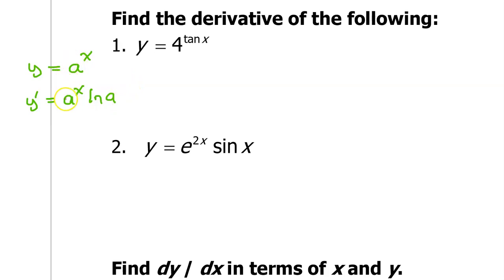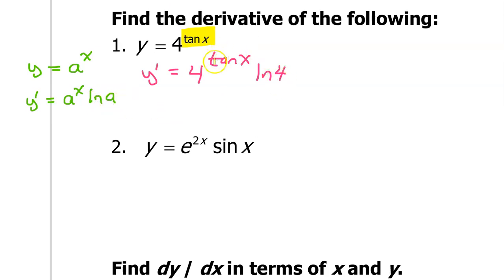So this is exactly what we will do on this problem, but we will also have to use the chain rule because we've got this function inside of the function. By taking the derivative of the outer function, we will have y prime is equal to 4 to the tangent x, that's the a to the x part, times the natural log of 4, that's the natural log of a part.